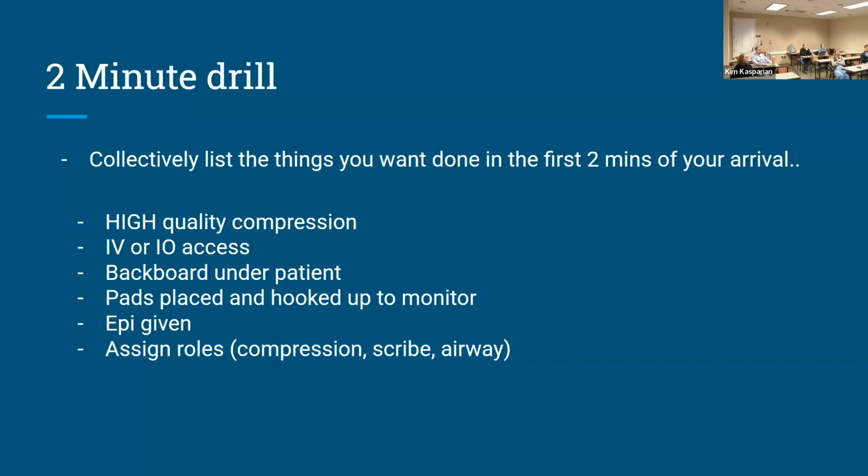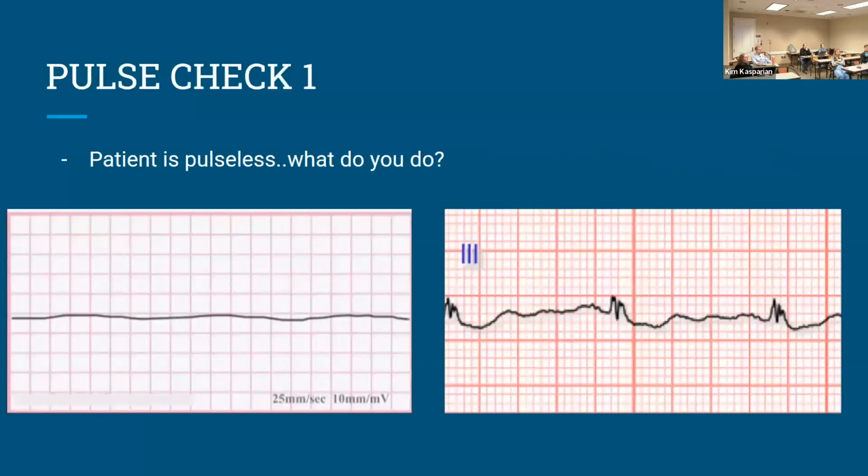So if you do this, you have the best chance of saving this patient's life. All right, we're at pulse check 1 now. This is what you see, and the patient is pulseless. What do we do?